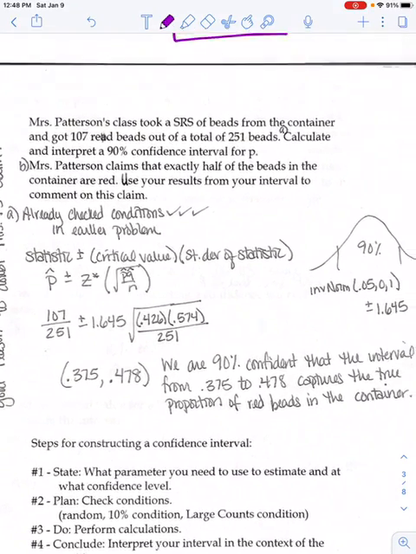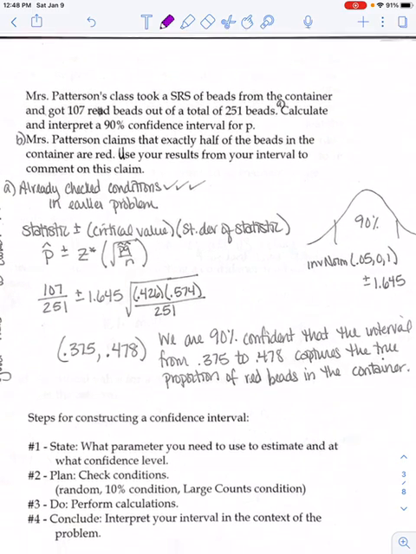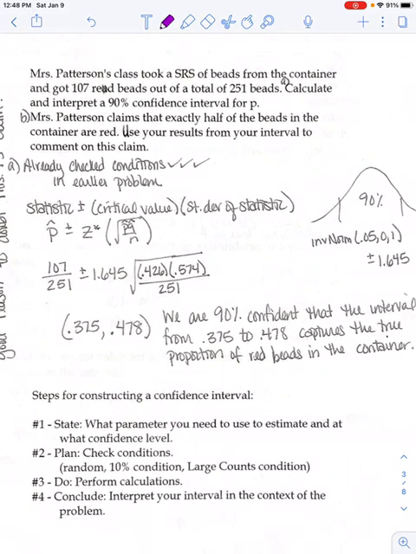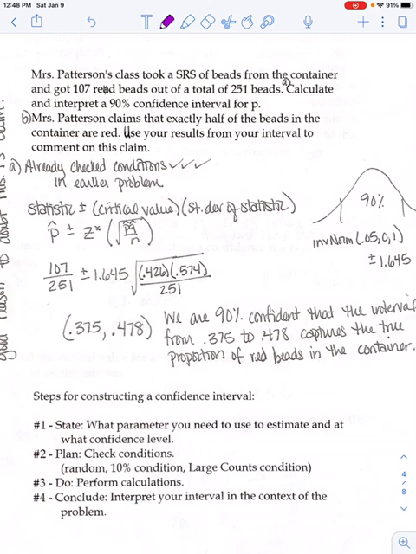All right. So now let's look at a problem, or let's continue with the bead problem. Okay, so Ms. Patterson's class took a simple random sample of beads from a container, got 107 red beads out of a total of 251 beads. Calculate and interpret a 90% confidence interval for P.